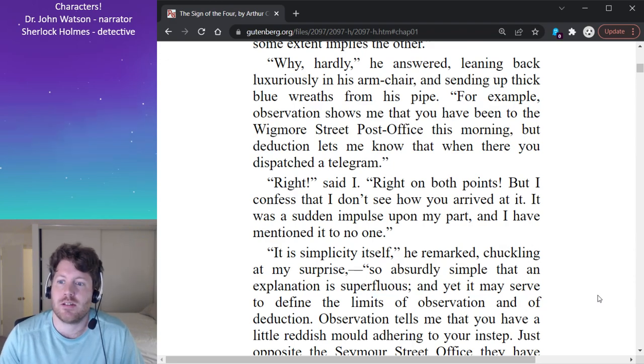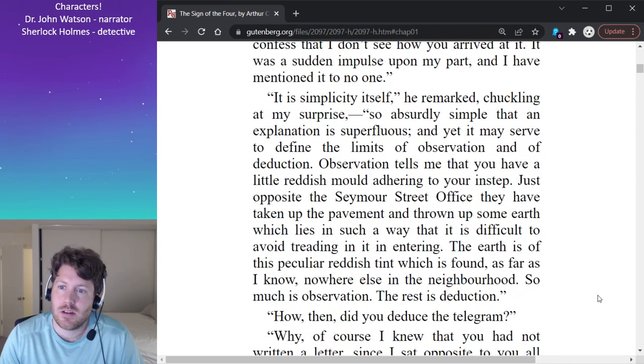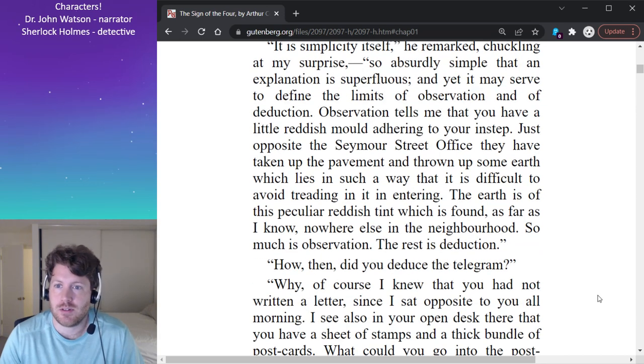It is simplicity itself, he remarked, chuckling at my surprise. So absurdly simple that an explanation is superfluous, and yet it may serve to define the limits of observation and of deduction.